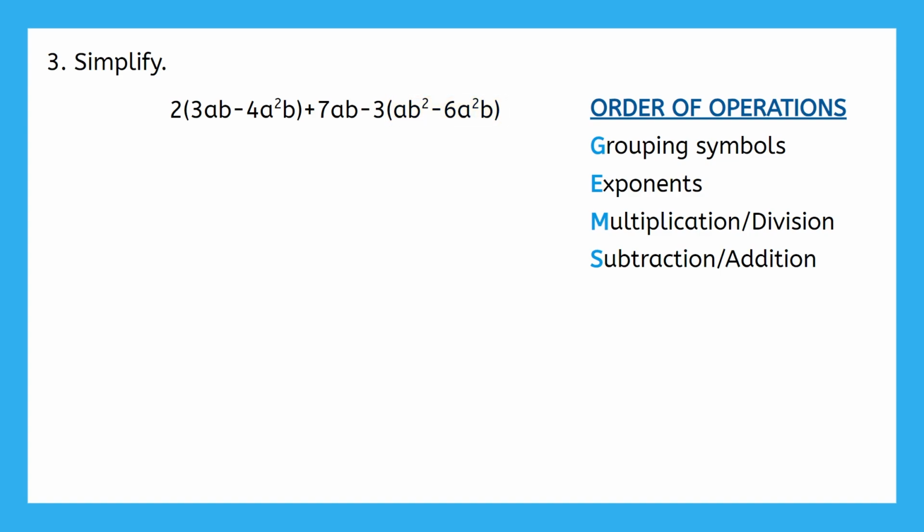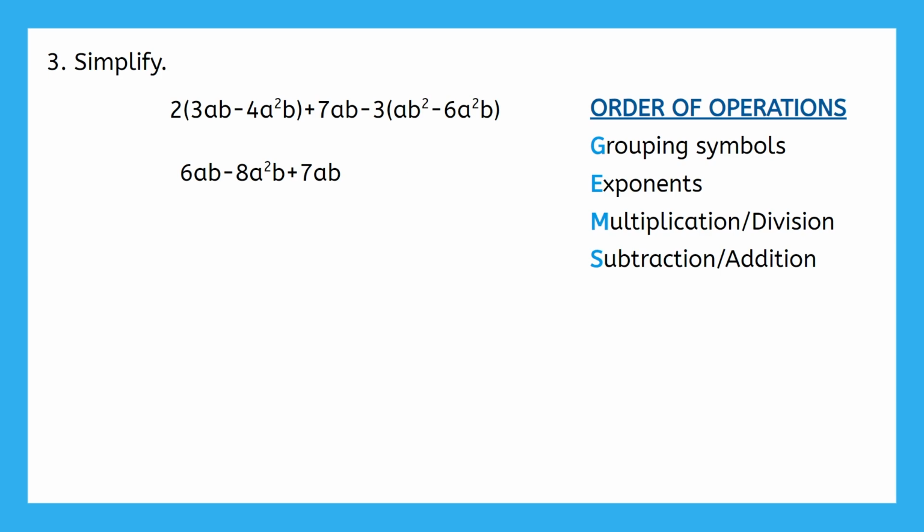Next up is exponents. I do have some exponents, but there's nothing I can do with them, so it's on to multiplication and division. I have two instances of multiplication that I can simplify. This 2 is being multiplied by this grouping, and this -3 is being multiplied by this grouping. Since there are 2, I should do them from left to right. Distributing that 2, 2 times 3ab becomes 6ab, and 2 times minus 4a squared b becomes minus 8a squared b. We could bring down the plus 7ab since it's not involved in any multiplication.